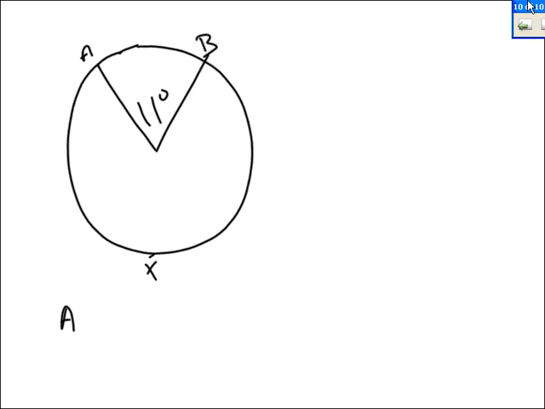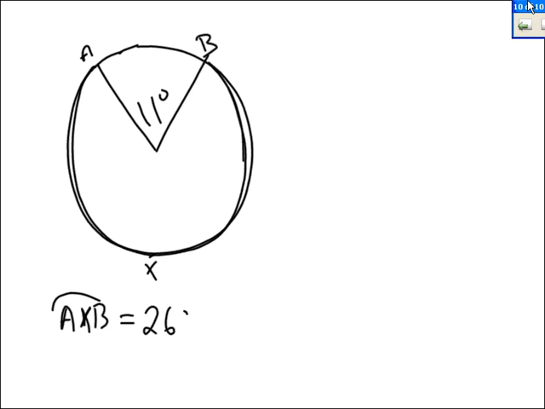Okay, a lot of definitions here. If you have a circle and you have an 11-degree angle, A, B, call this X. Well, AXB, that arc that is all the way around, that arc is equal to 269 degrees.